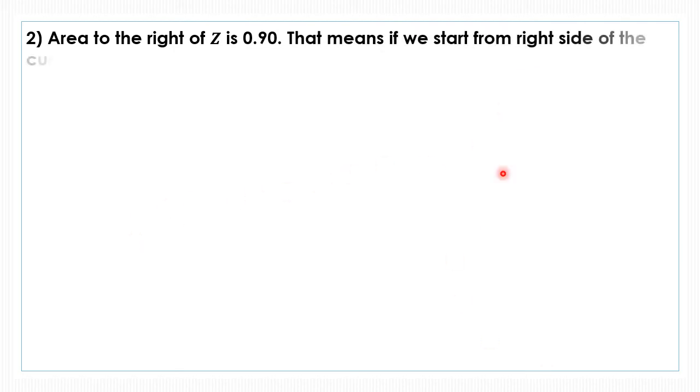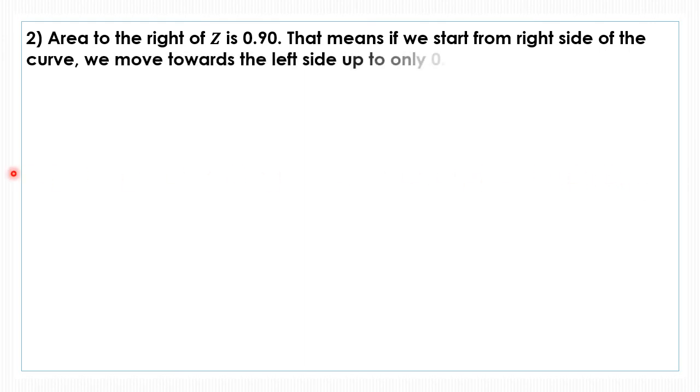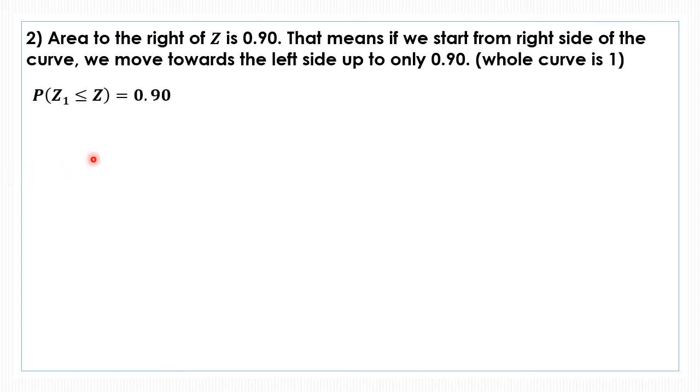Area to the right of z is 0.90. That means if we start from the right hand side of the curve, we move towards the left hand side up to only 0.90. The whole curve is 1. Okay, so I am just reminding you guys. So right now z is greater than z1 because we are going towards the right hand side. Whenever we are going towards the right hand side, it is a greater value. Left hand side is the lesser, smaller value. Right hand side is the greater value.